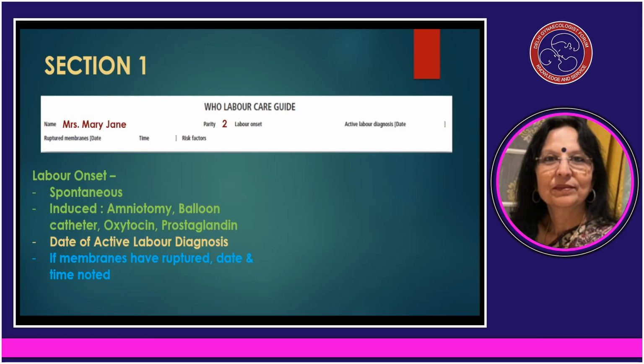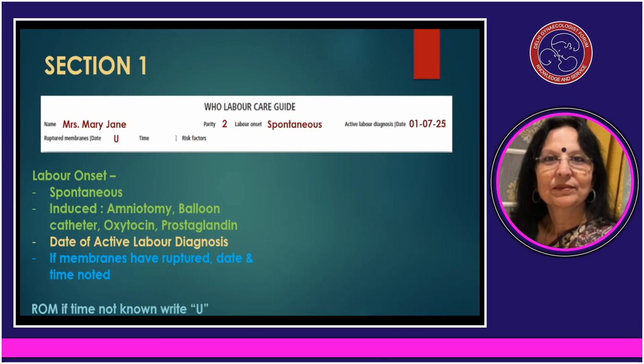Then the active labor diagnosis. Labor onset is spontaneous. Then the active labor diagnosis will be written, the date will be written. Then whether the membranes have ruptured or not will be written. And in case you do not know, you will write a U.